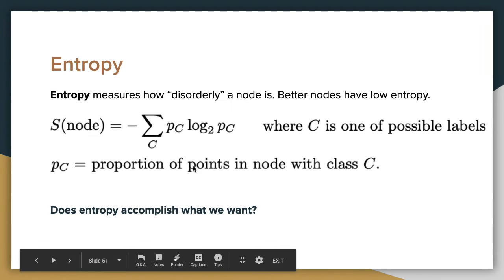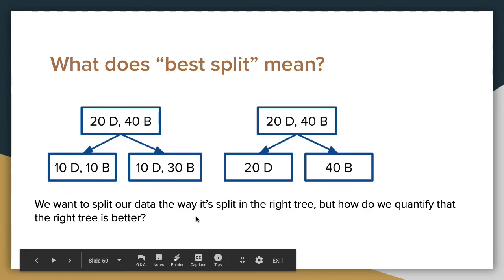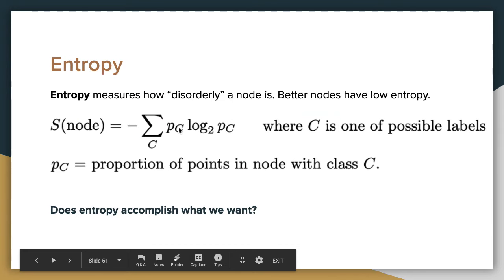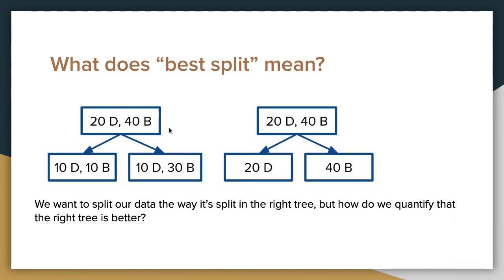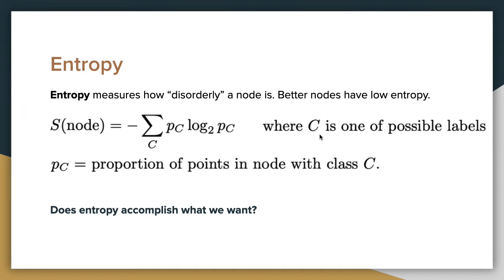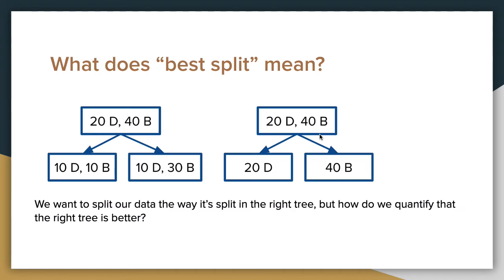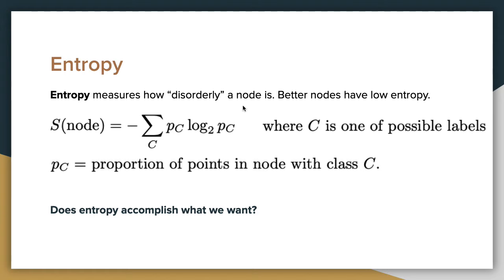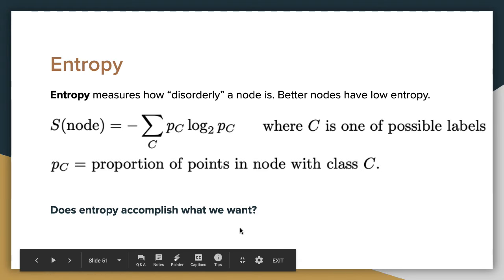This is a lot of math, but the idea here is, does entropy accomplish what we want? And what we want is for splits that look like this to have lower entropy than splits that look like this. Indeed, you can verify, I think it's also in Sam's slides, that when the nodes get perfectly split, our entropy is very low. And if you don't really split that much, your entropy is very high. Entropy always lives between 0 and 1 because you're working with probabilities. So very low means 0 and very high means 1.